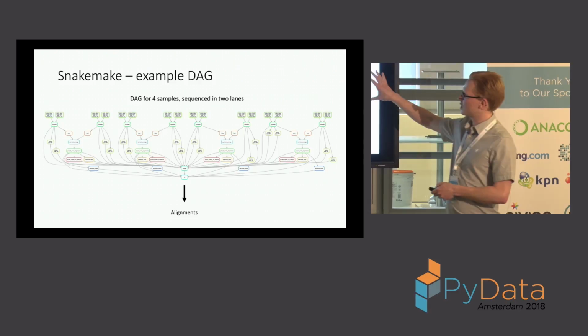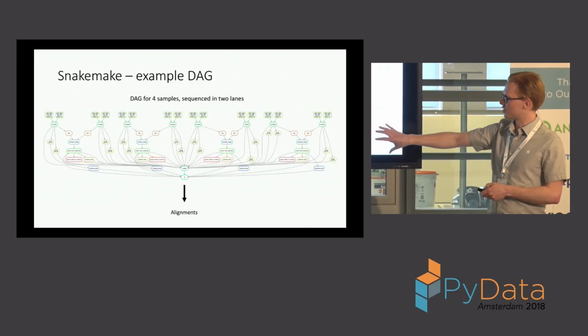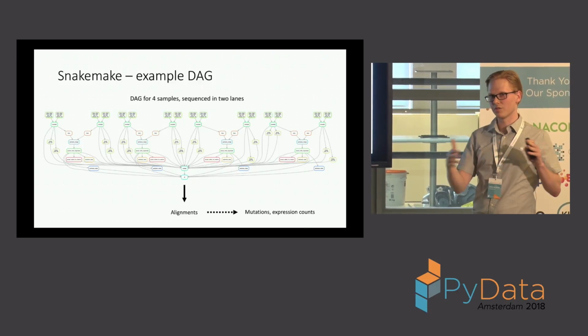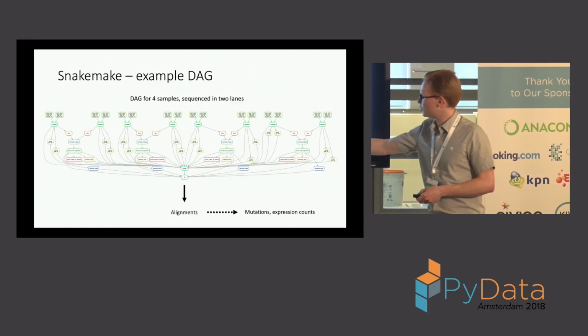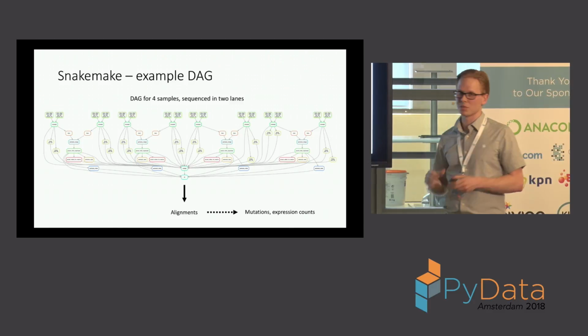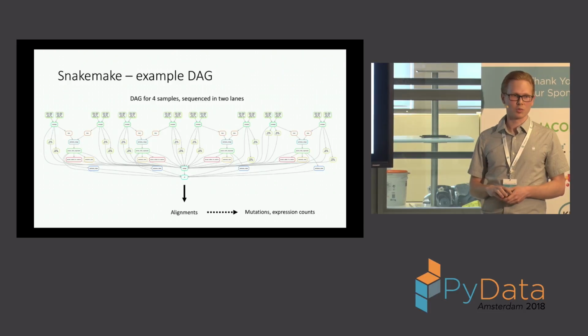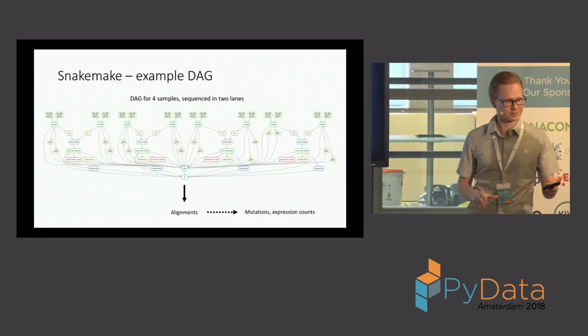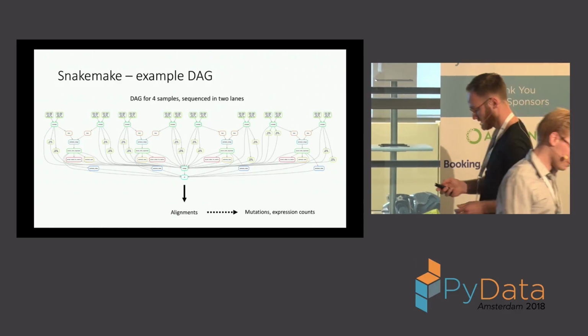The output of this DAG that I showed very briefly is that it would generate alignments, and these you can then use in further processes to generate mutations and expression counts, which can then be used in downstream models, which Nanne will talk about in the remainder of this talk. All right, thank you very much.